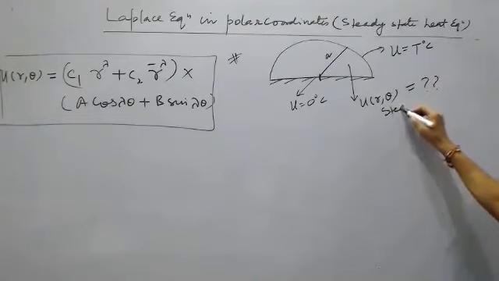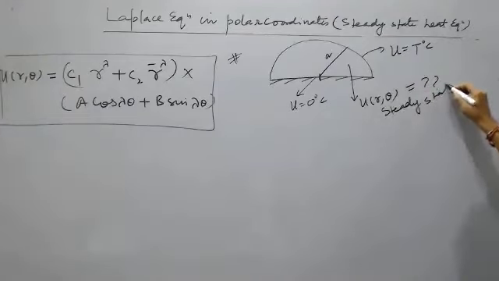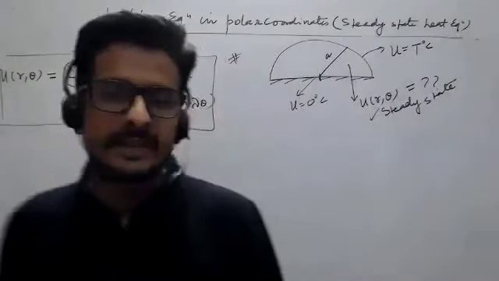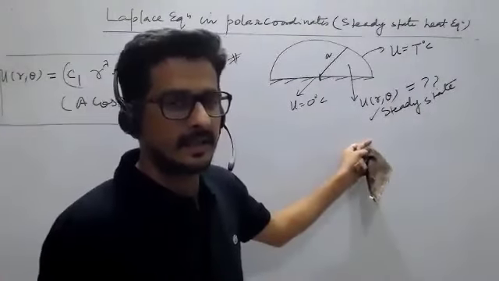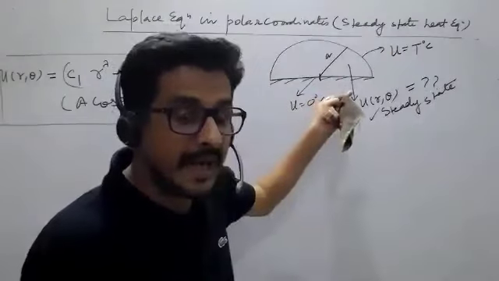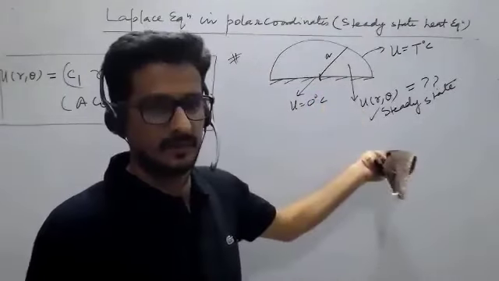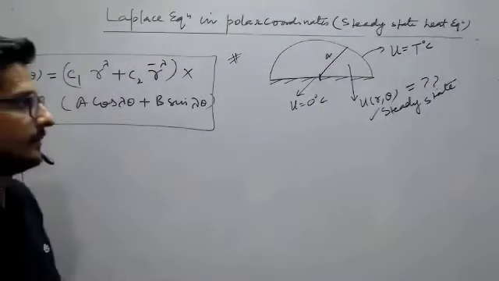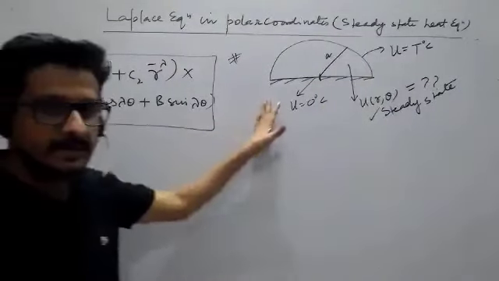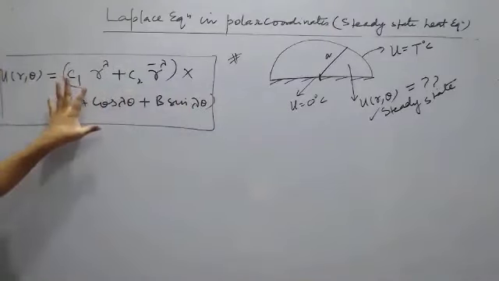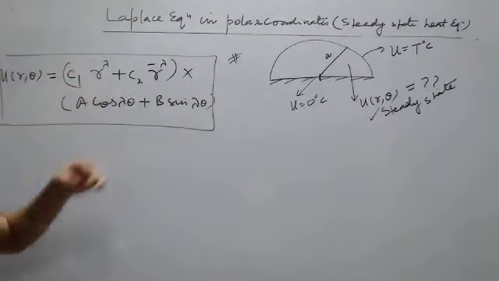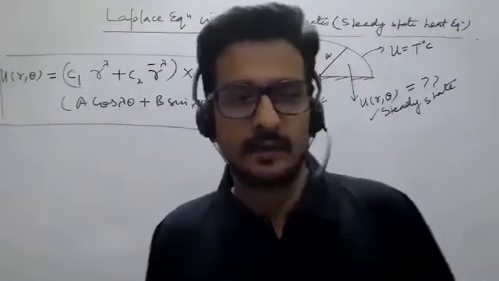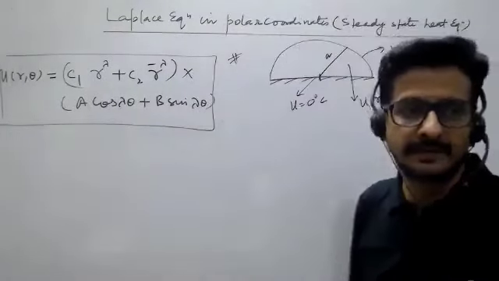In steady state, it is given in steady state. So what does steady state heat equation mean? Laplace equation. Steady state heat equation means Laplace equation, and that can be applied to this. This is the solution of Laplace equation in polar coordinates. You can see it is a semicircular plate, so polar coordinates will help us.